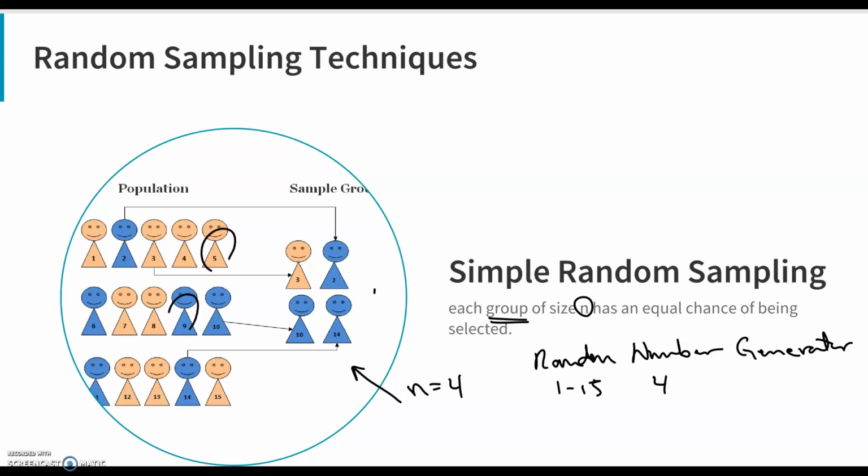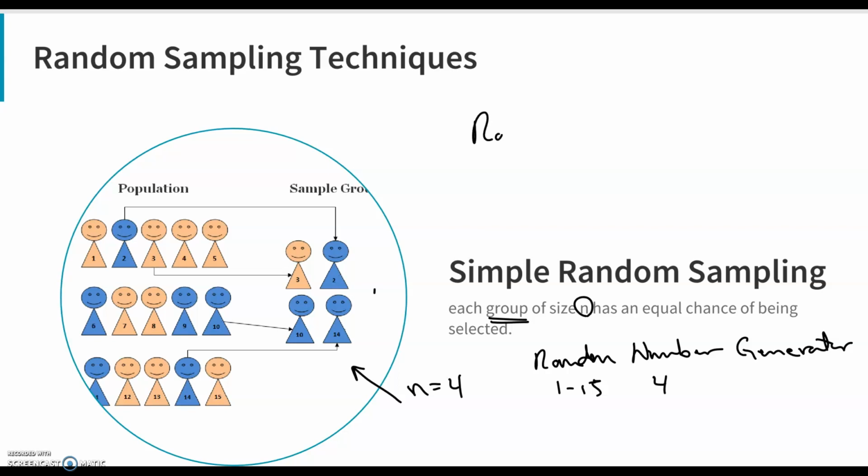It could have been this person, this person, this person, this person. Or it could have been this person, this person, this person, this person. Okay? Every single group that you could possibly make with this population of 4 in a group had an equal chance of being selected. That is simple random sampling.